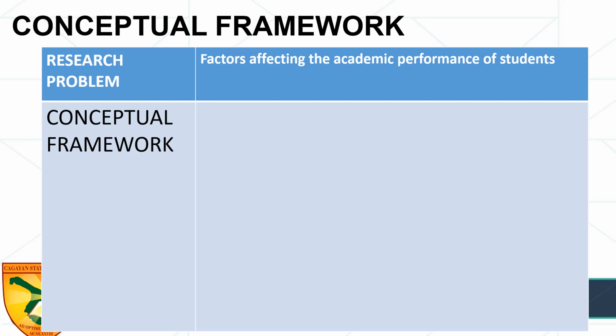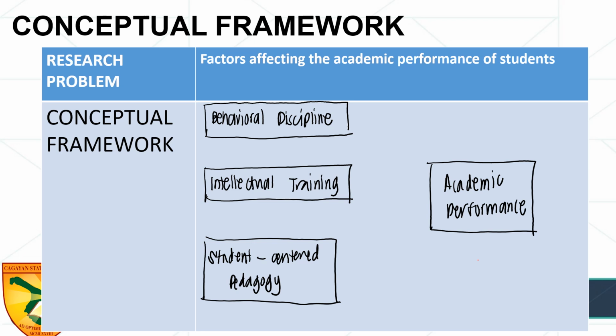To differentiate your theoretical framework from your conceptual framework, we have this example. Since we said a while ago that your conceptual framework is specific to a research problem under study, we have here the research problem in the example. The research problem is factors affecting the academic performance of students. And you can have a conceptual framework like this. In this framework, it shows you that behavioral discipline, intellectual training, and student-centered pedagogy all are factors that affect academic performance.